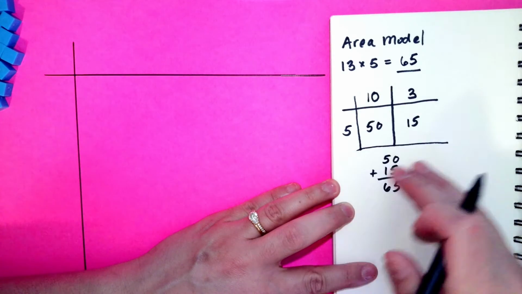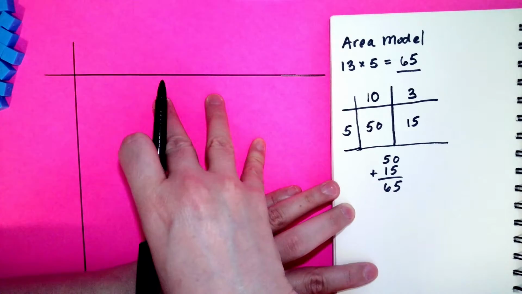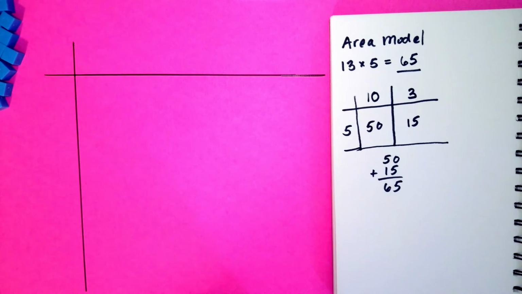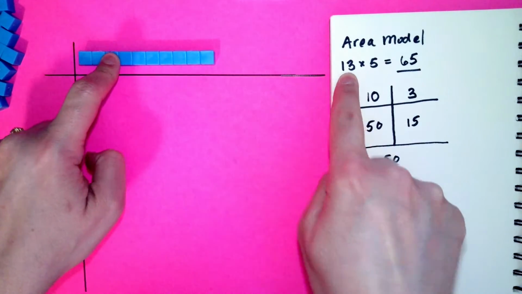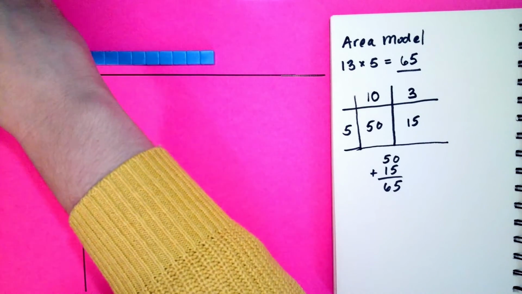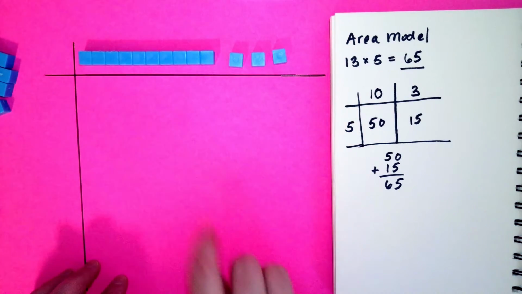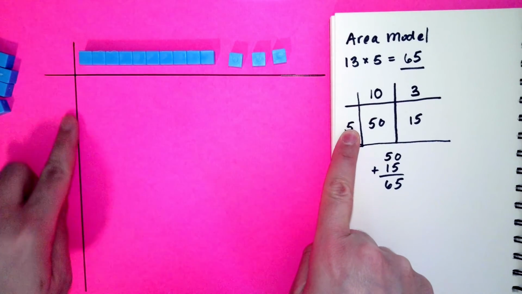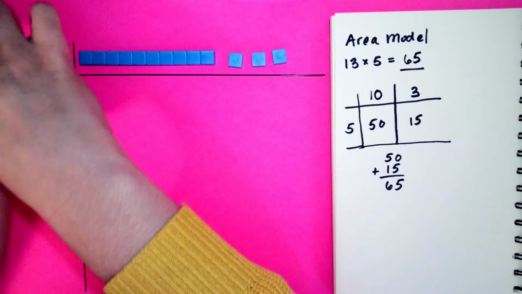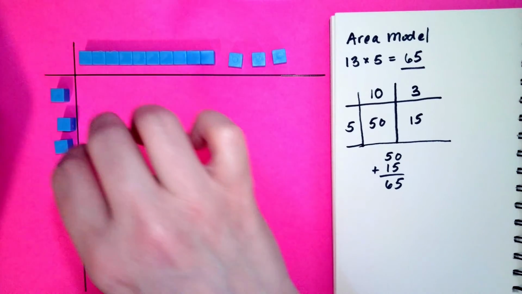Now, I want to see how my area model, like I made here, relates to a base 10 block model for the same problem. So I'm going to start to solve with base 10 blocks by representing 13, my first term, across the top of my grid with 1 ten and 3 ones. 10, 11, 12, 13. Now I'm going to represent 5 down the left side of my grid with 5 ones. 1, 2, 3, 4, 5.